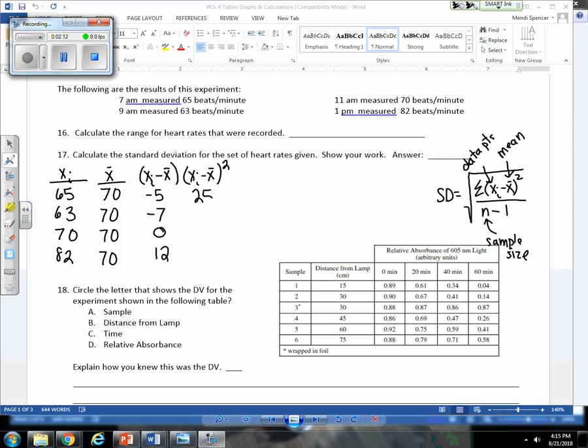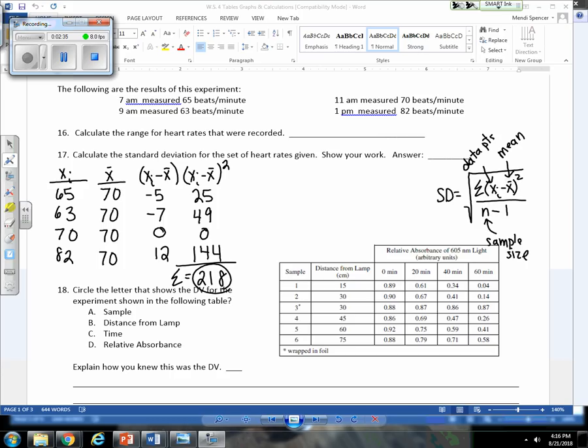We have 25, 49, 0, 144. Now we're going to sum them. That's what that Σ means. We're supposed to add those up. And that's going to give us 218.